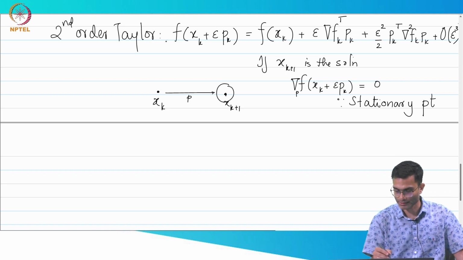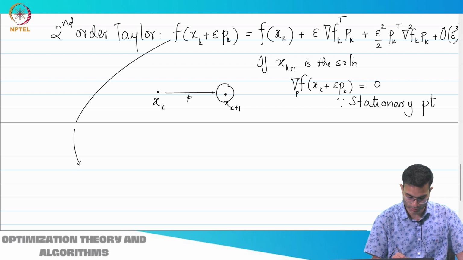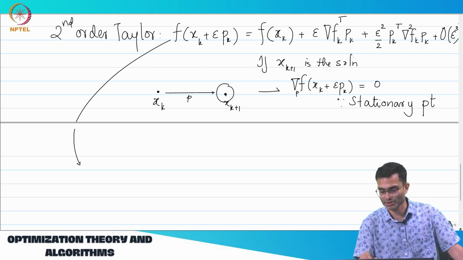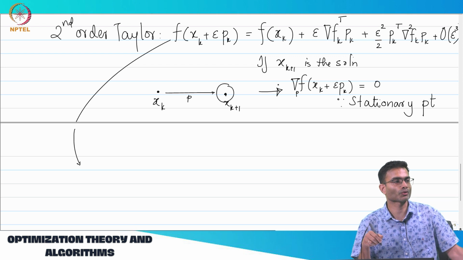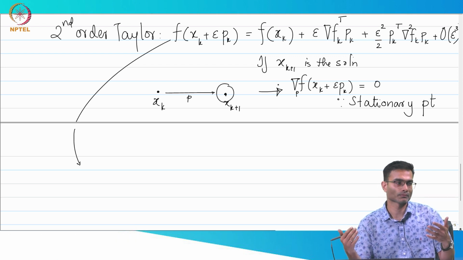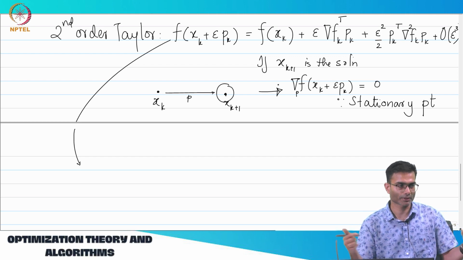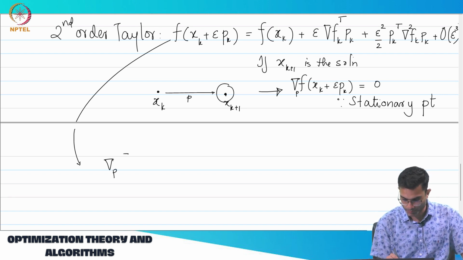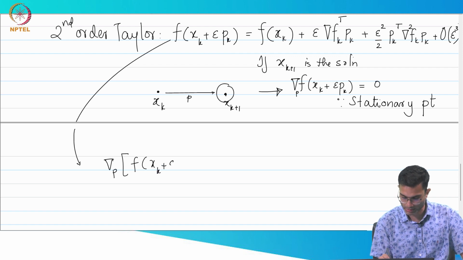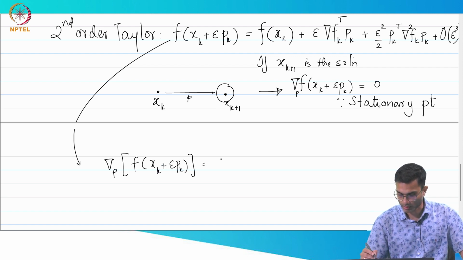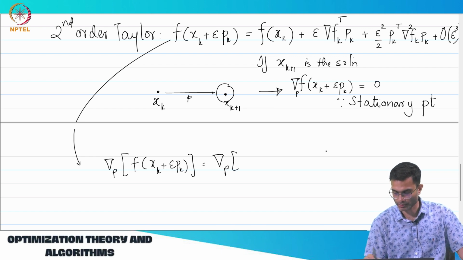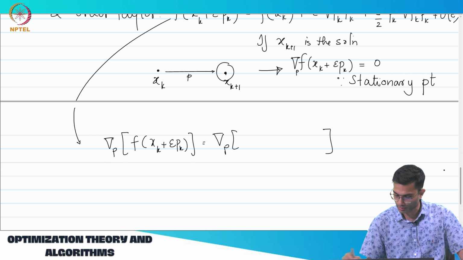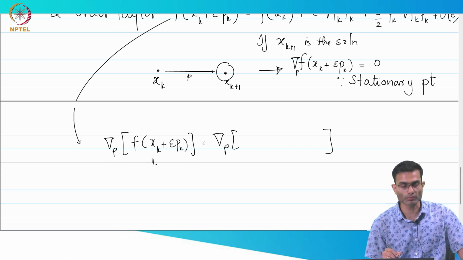Now let's take our Taylor's approximation over here, and I want to use this thing that I have derived over here. So what should I do on both sides of the equation? I can apply gradient with respect to p, right? Then I can use the second property. So when I do this, grad p of f of xk plus epsilon pk, and grad p of the whole expression over here. Now this term will be equal to 0, as we said I have reached a minima.